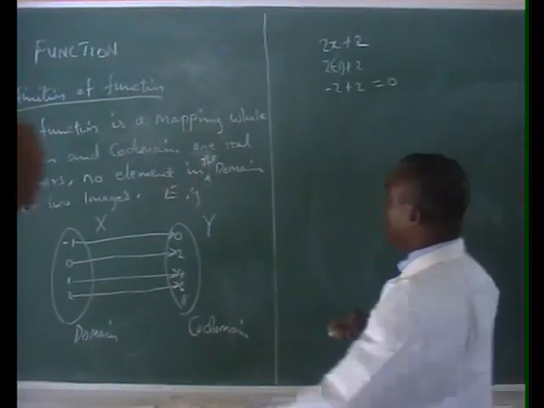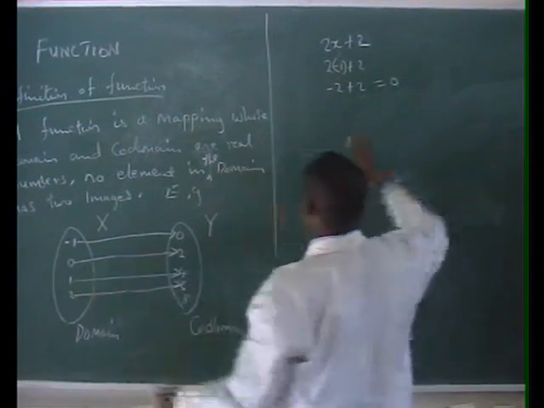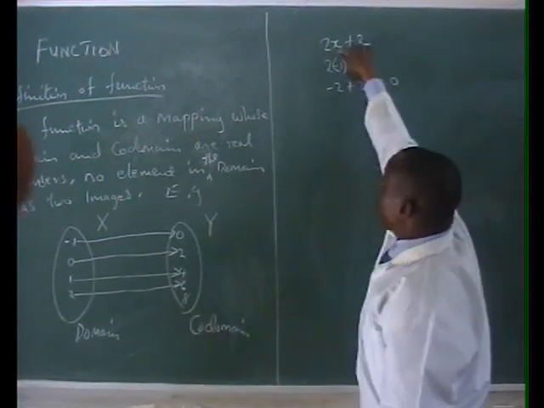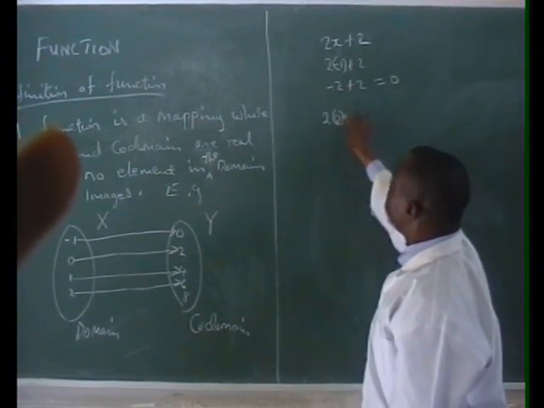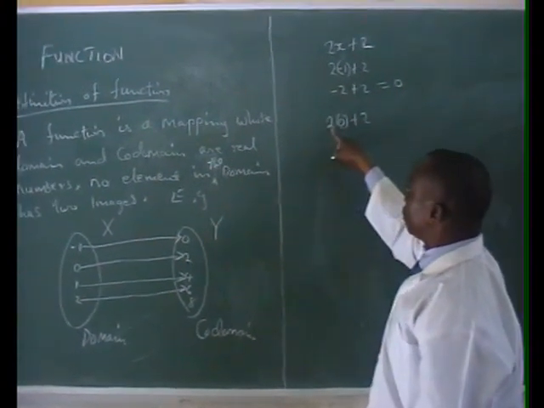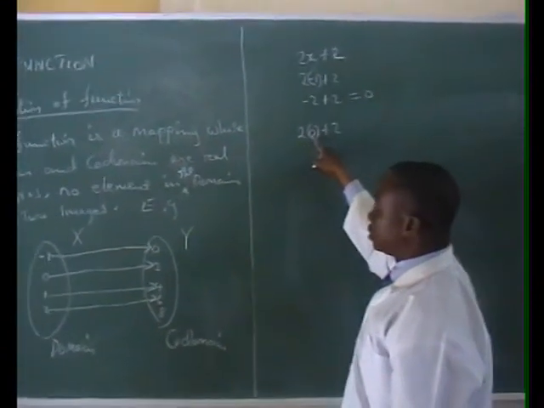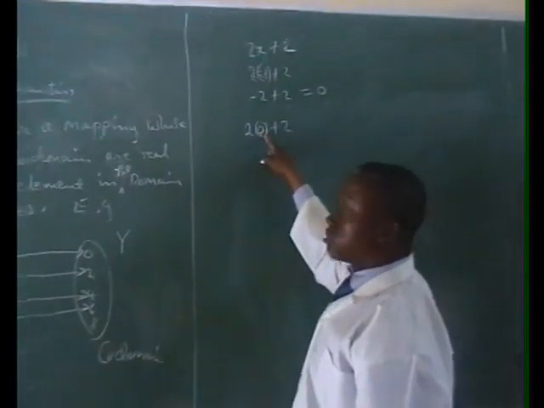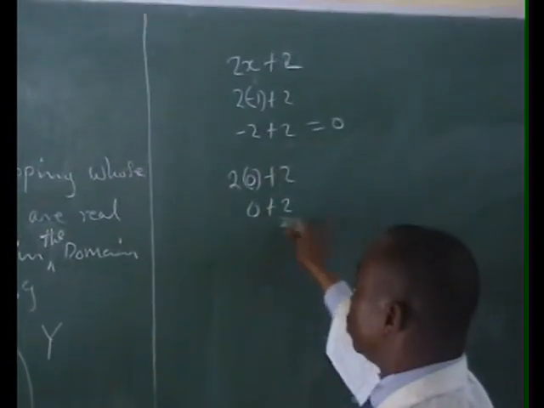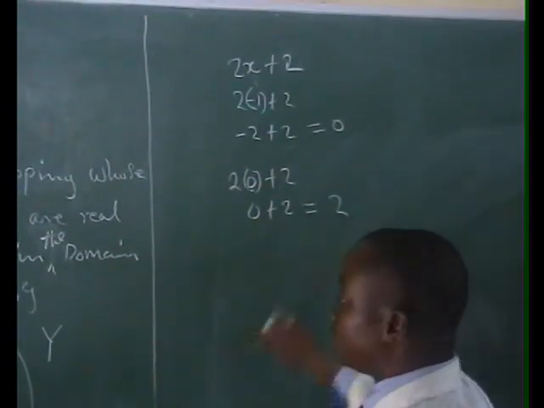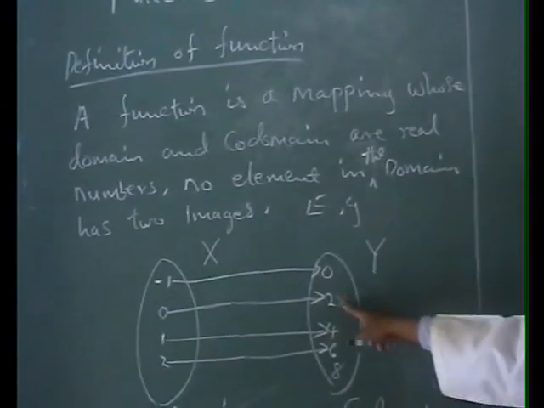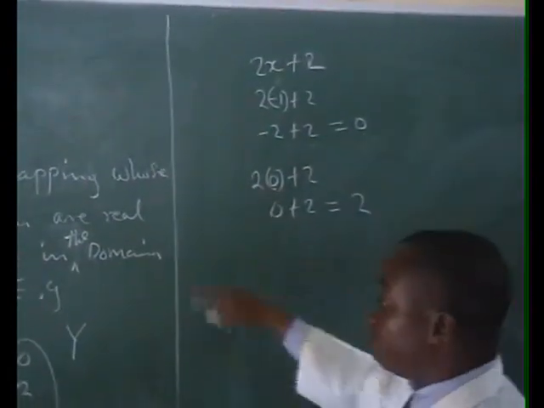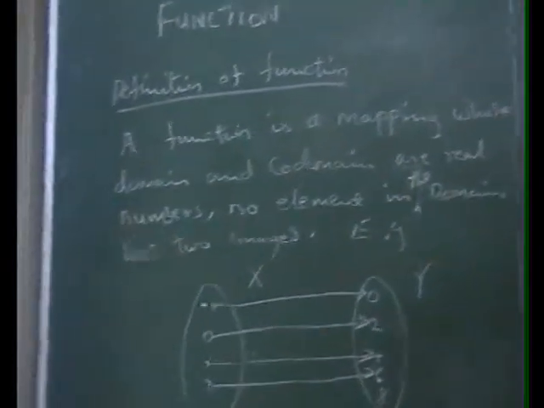Now, let me put 0 in place of x. Then I will have 2 of 0 plus 2. 2 times 0 is 0, plus 2, and 0 plus 2 will give me 2. You see, the first one was minus 1, so we put it in the rule and we have 0. Then we put 0, we have 2.